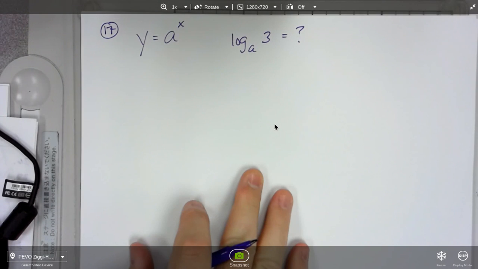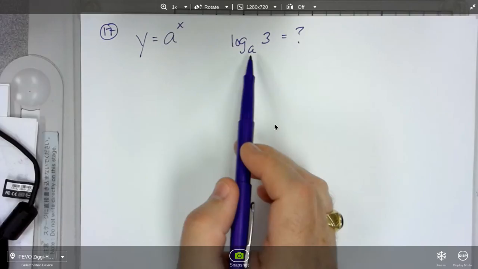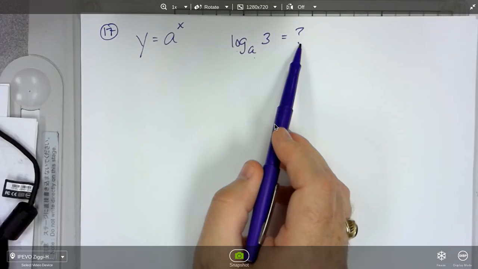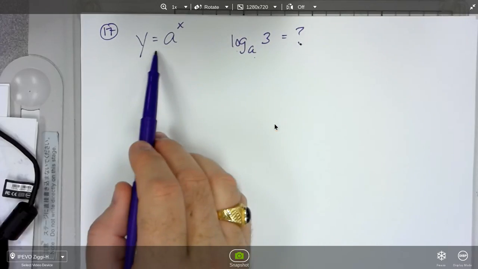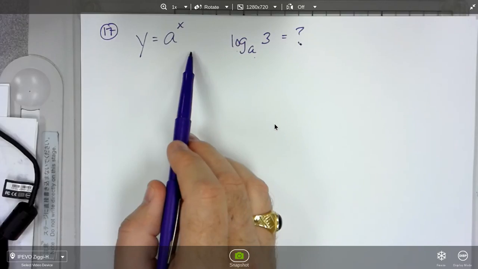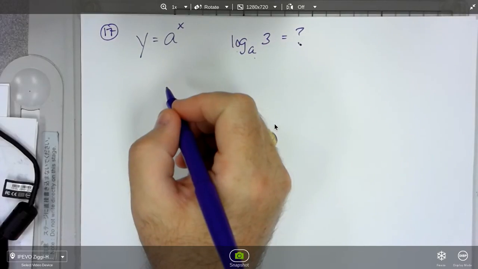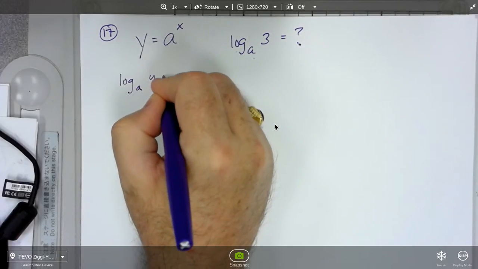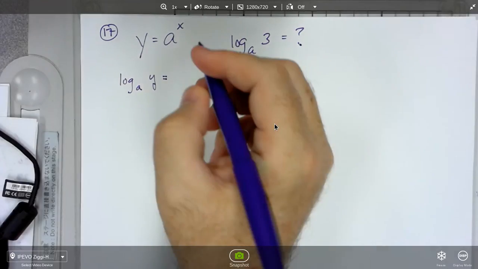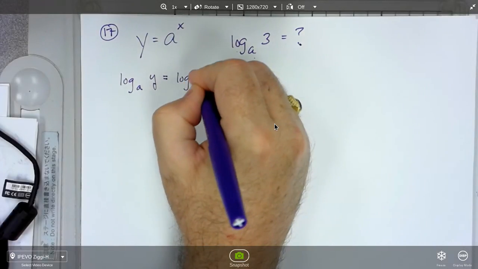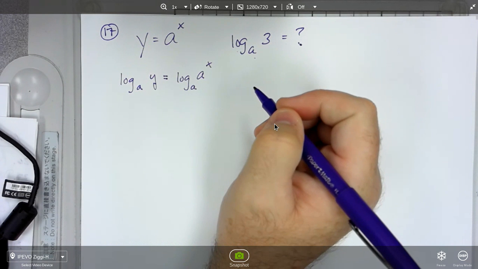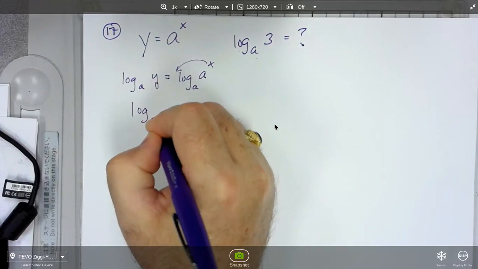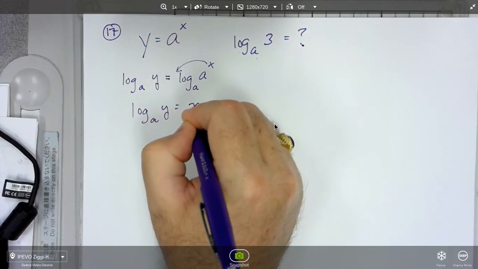All right, so we have y equals a to the x as our function. We have log base a of 3 is equal to something. Can I rewrite this as a logarithm? How would I do that? I would do log base a of y is equal to what? Log base a of a to the x, right? And then this x comes down. So I really get log base a of y is equal to x.